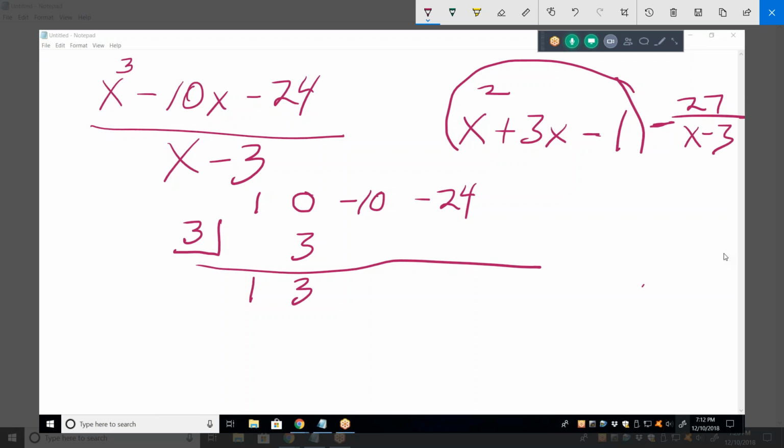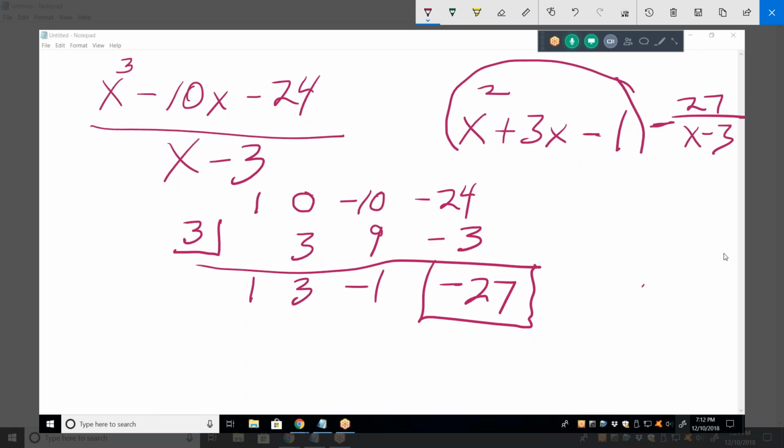Next step. Multiply it by 3. Next step. Add. What's the answer? Minus 1. Next step. Multiply by 3. Next step. Add to get minus 27. Notice we got there a lot easier than it took us before.